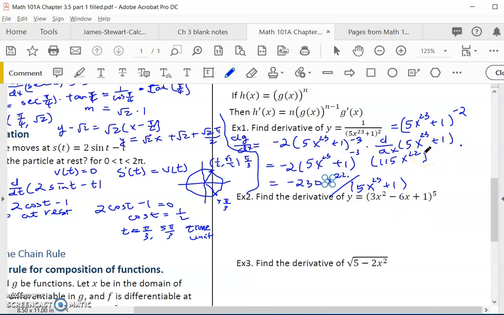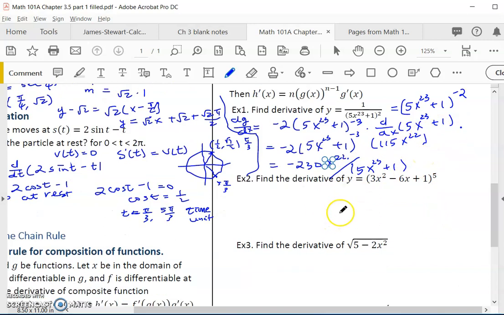Okay, this is x to the 22 is this term. Okay. So I'm going to stop here and we'll continue with 3.6 part 2.